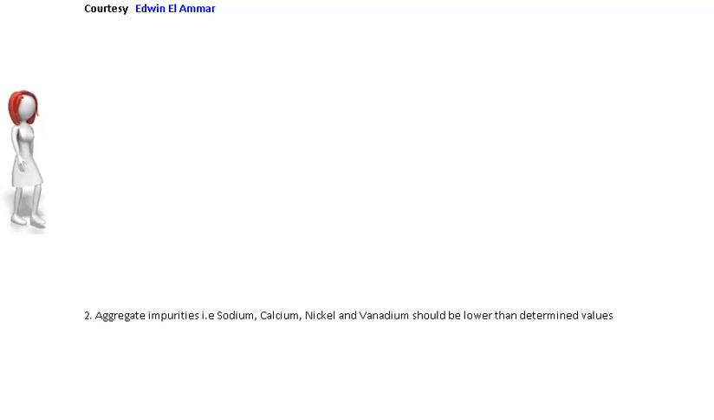2. Aggregate impurities, i.e. sodium, calcium, nickel and vanadium, should be lower than determined values. Impurities should be kept within a certain tolerable range.